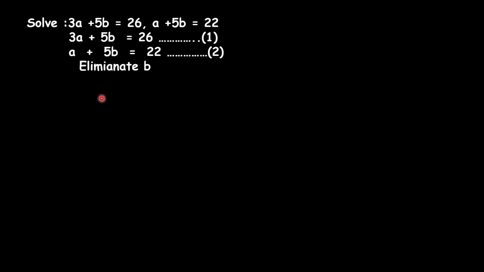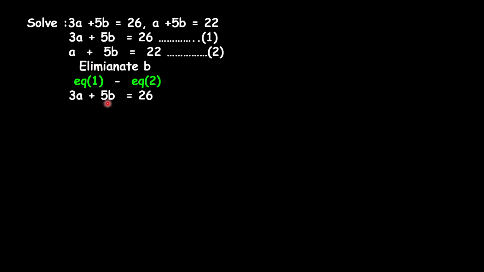Therefore, we eliminate b. To eliminate b, observe the sign of variable b in these two equations. In these two equations, the variable b has the same sign, and we know that if the eliminating variable has the same sign, then we take subtraction of these two equations. Therefore, we subtract equation 2 from 1. That means equation 1 minus equation 2.